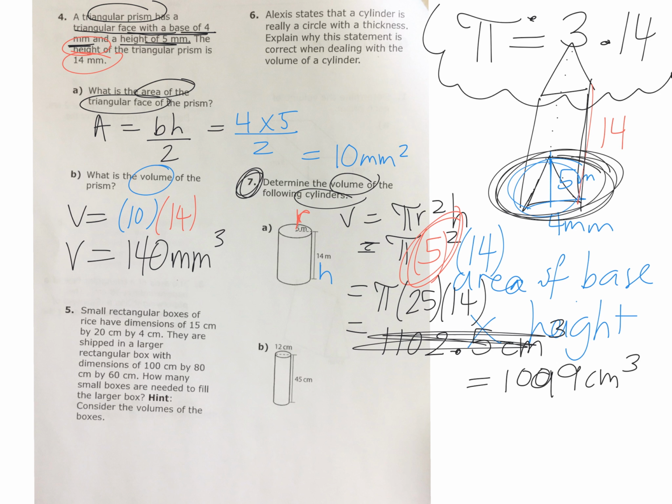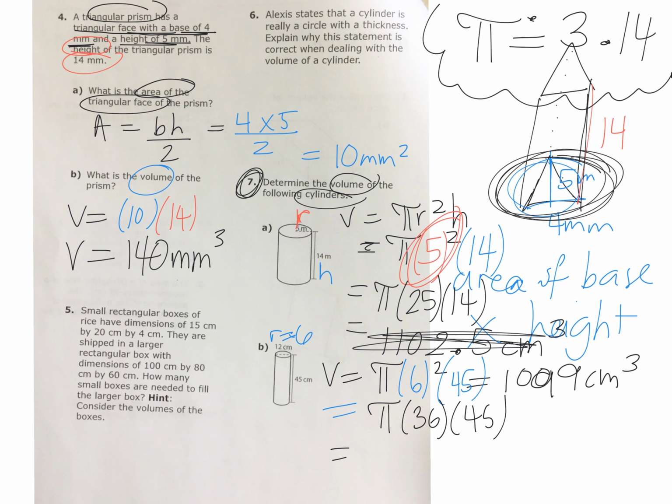Radius is 6. Radius is half of the diameter, so it's 6. So we're going to do volume equals pi times radius squared times height, which is 45. What is 6 times 6? So it's pi times 36 times 45. And what is the final answer for the volume? 5,000.8 centimeters cubed.